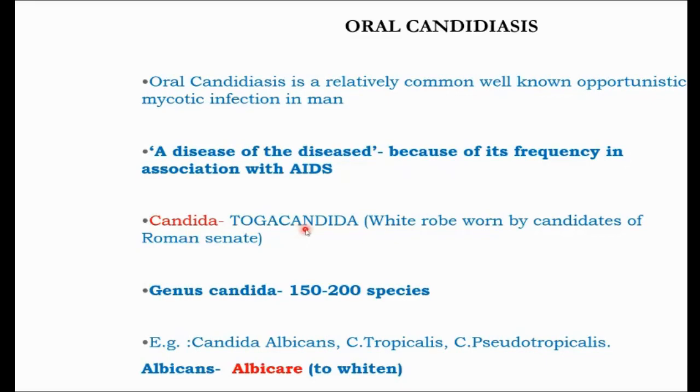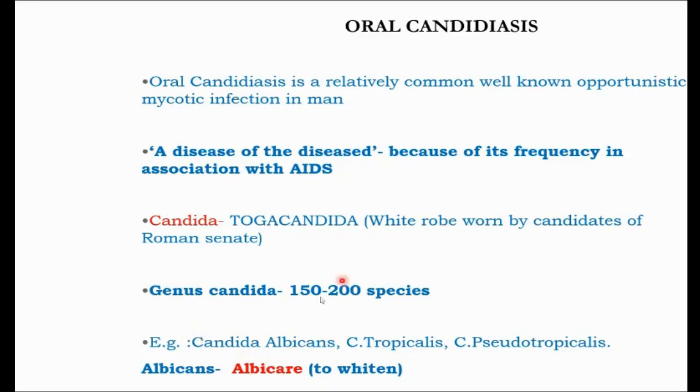Candida is also called toga candida because this resembles the white robe which was worn by the candidates in the Roman Senate. That's the reason why it's called toga candida. And the genus Candida has about 150 to 200 species. We don't have to know all of them. The important ones are Candida albicans, Candida tropicalis, Candida pseudotropicalis. If you know Candida albicans, I'm very happy. That's the one we're going to focus on, Candida albicans.